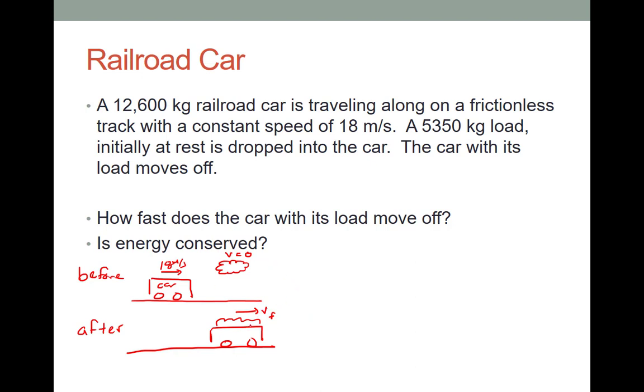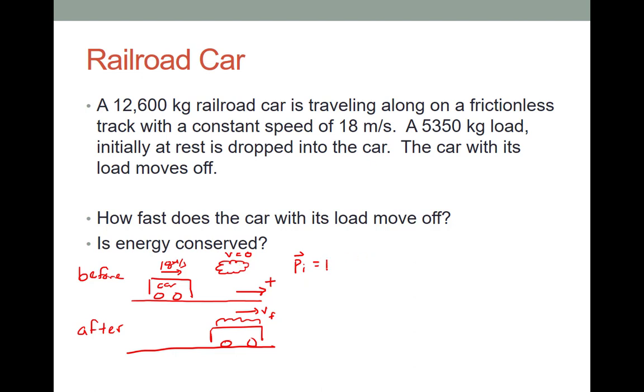Because momentum is a vector, you want to define a positive direction, and that positive direction should be used throughout all of your calculations. So you shouldn't change the positive direction moving from before to after. In this case, since everything's moving to the right, I'm going to let my positive direction be to the right. I can now find the initial momentum of my two-piece system, the car and the load.